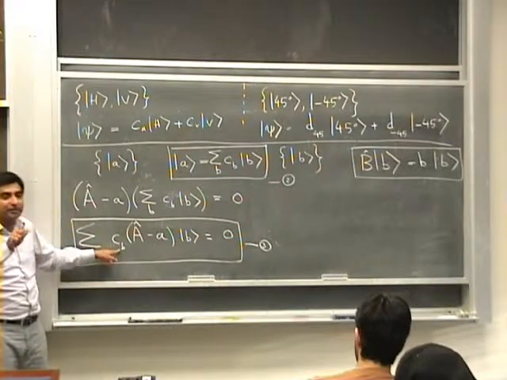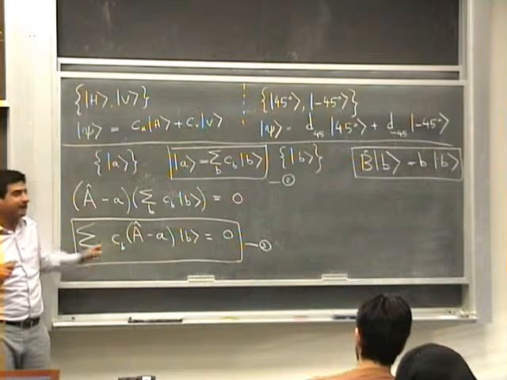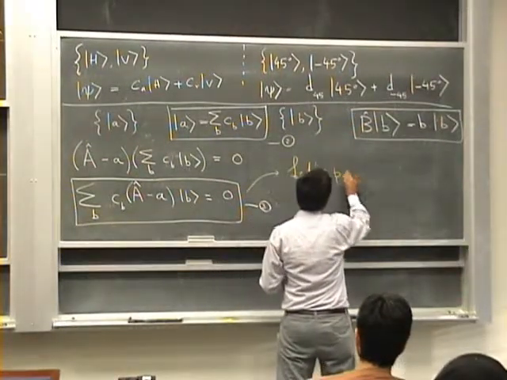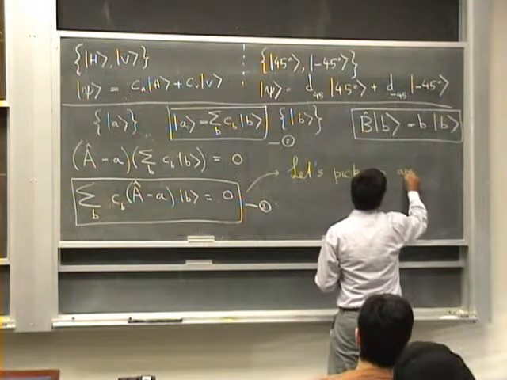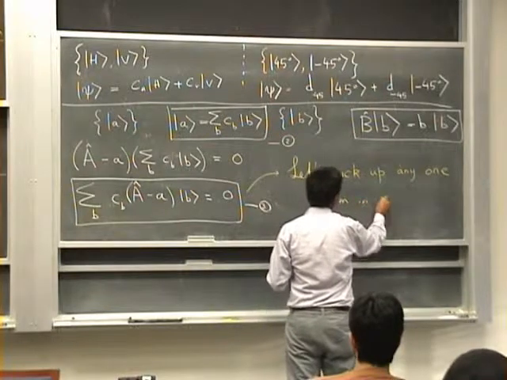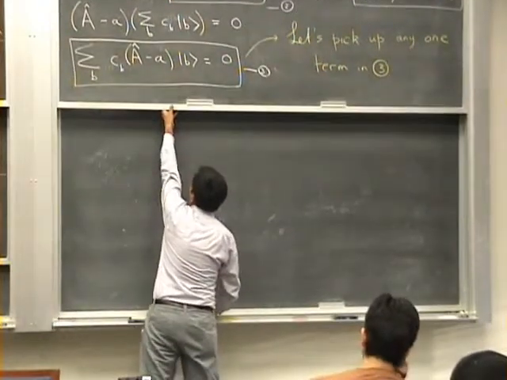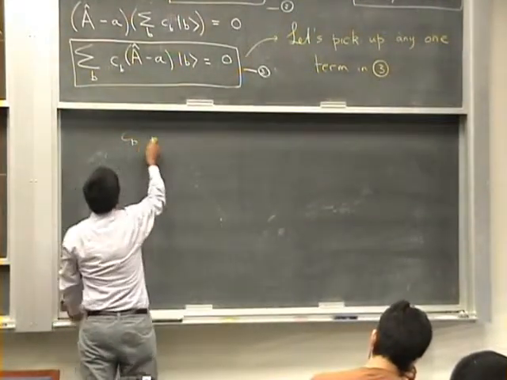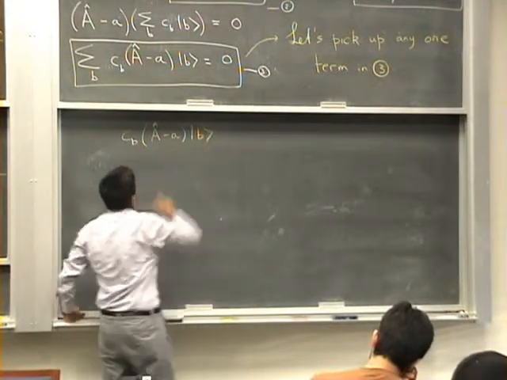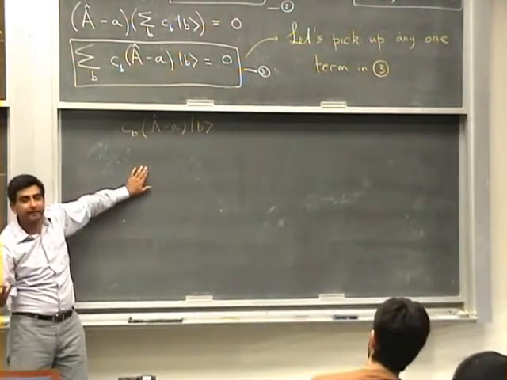अब देखो इसमें b की वैल्यू चेंज हो रही है, b1 है, 2 है, 3 है, whatever the dimension of the Hilbert space is. Let's pick up any one term. So I pick up one term CB, A minus A ket B, right? What form is this? Is this term an operator or a ket?